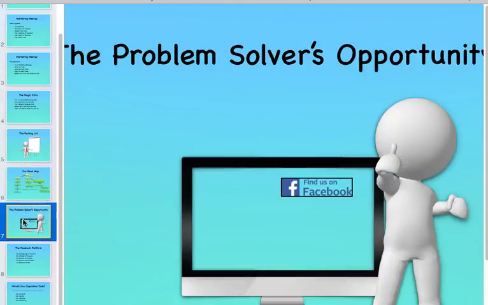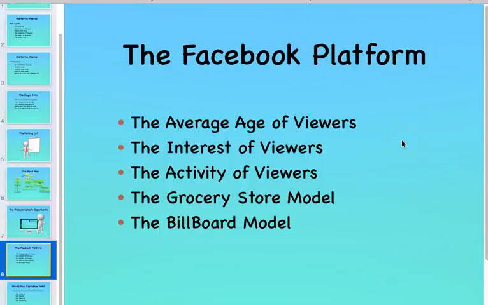So here's the next thing we're going to talk about: the problem solver's opportunity. The problem solver's opportunity can be on Facebook, and here's what you're going to discover on Facebook. So I'm going to ask these questions. What is the average age of a viewer on Facebook? Most people do not know the answer to this. And here's the problem. If they hear you talking about Facebook and they think that the average age of the viewer on Facebook is 30, then they're not going to pay any attention to what you have to say.